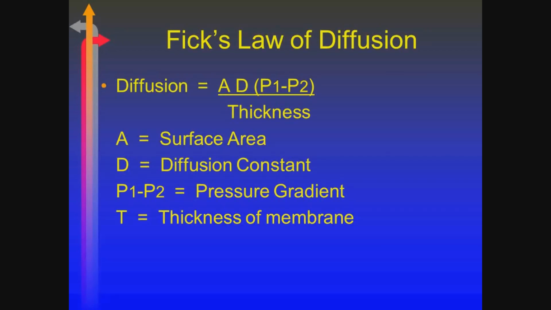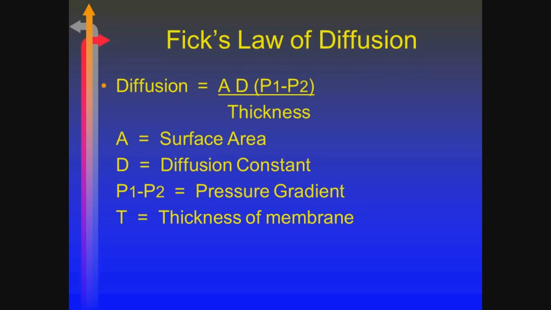And there are the components. We talked about surface area being a requirement. There's also the diffusion constant, which is what makes up Henry's law and Graham's law. Gas diffuses because of the pressure gradient. Bigger pressure gradient, more diffusion will happen. And the thickness of the membrane. The two biggest ones that we concern ourselves with are the area and the thickness.